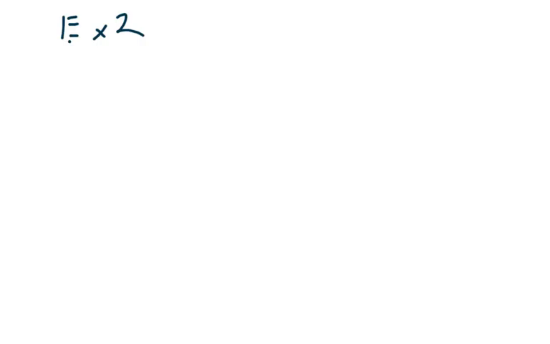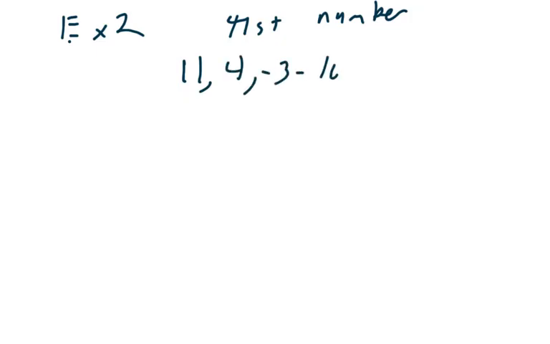For example number 2, they want the 41st number of the sequence that starts 11, 4, negative 3, negative 10. Well, you could go through all 41 numbers, but then you might make sure you keep count. Or they give us a formula. It says a sub n equals a sub 1 plus n minus 1 times d. We already talked about what d stood for.